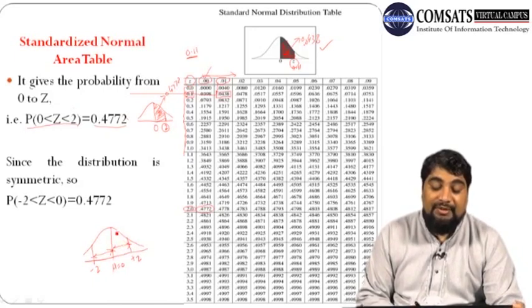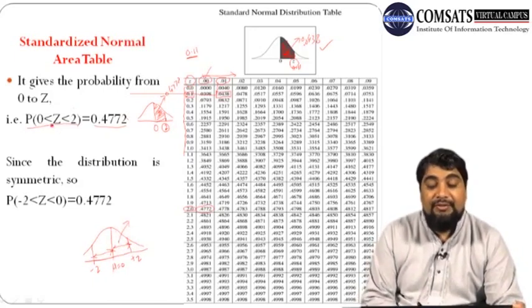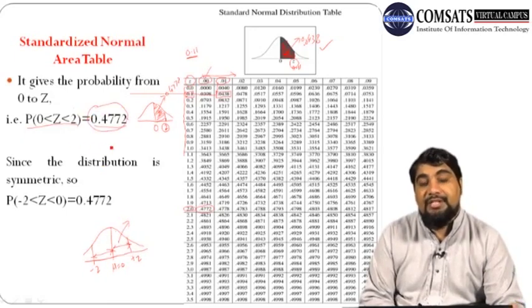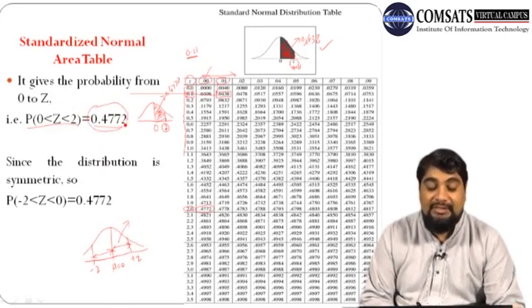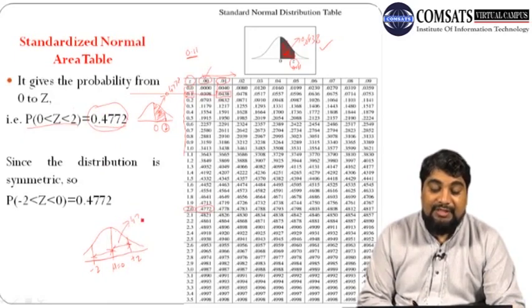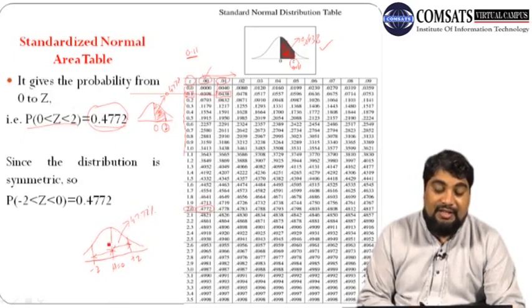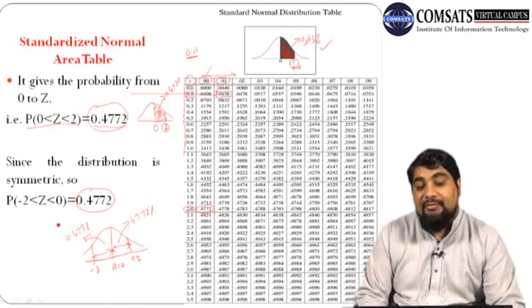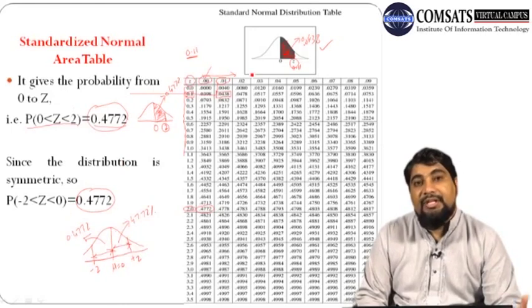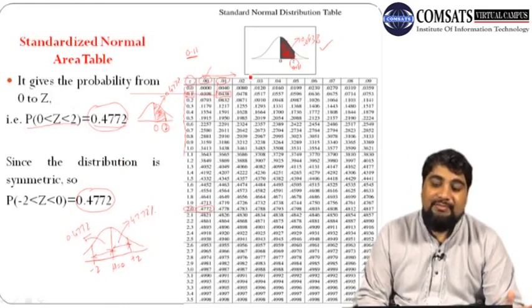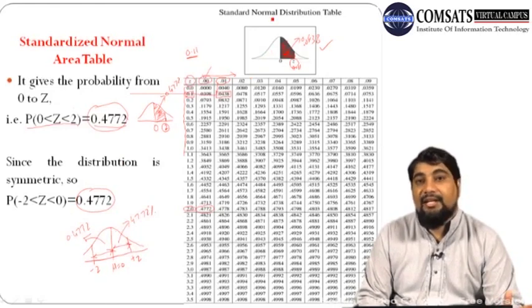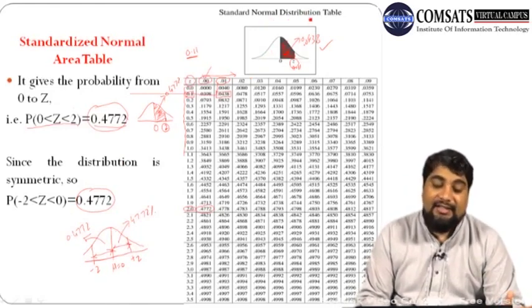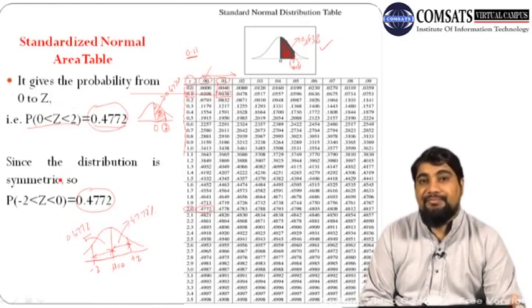So this area between 0 and 2 is calculated to be 0.4772 or 47.72%. It means this other area will also be equal to 0.4772 or 47.72%. So we can calculate the probability within any 2 points using the standard normal distribution table and the concept of symmetry.